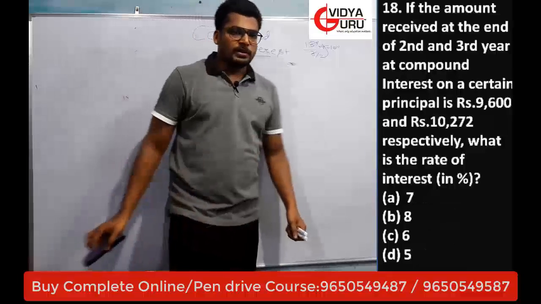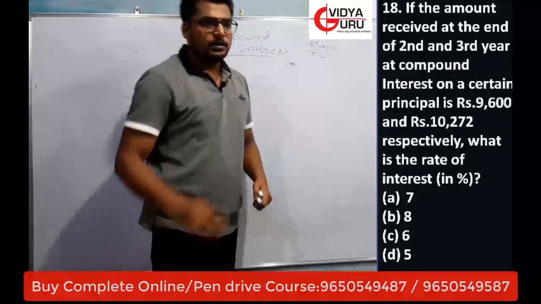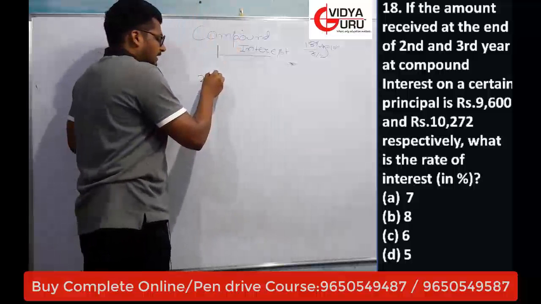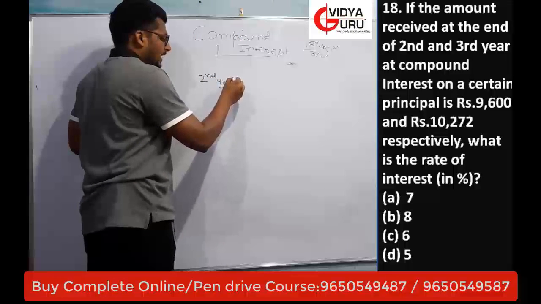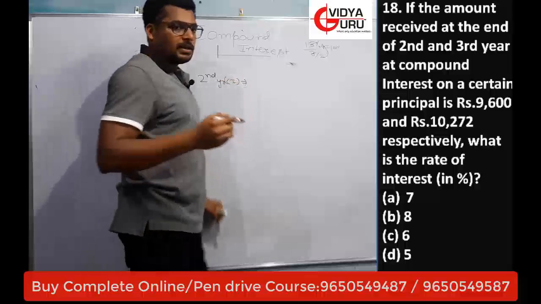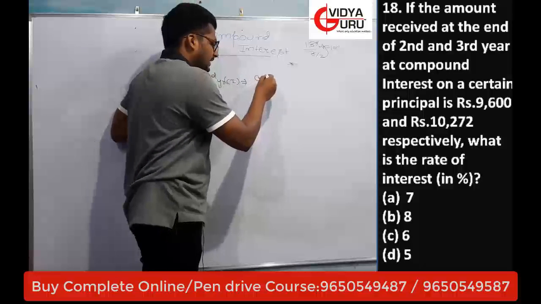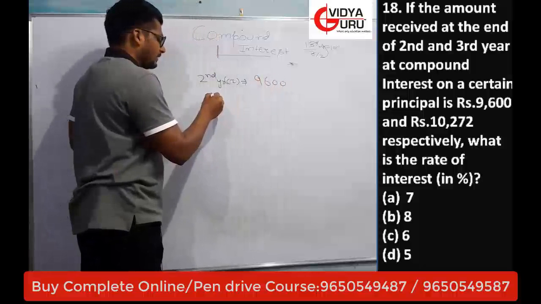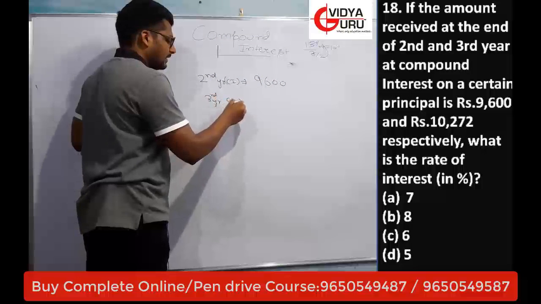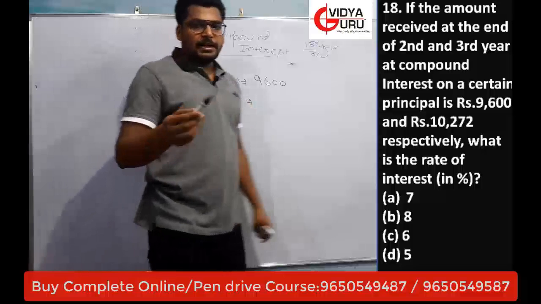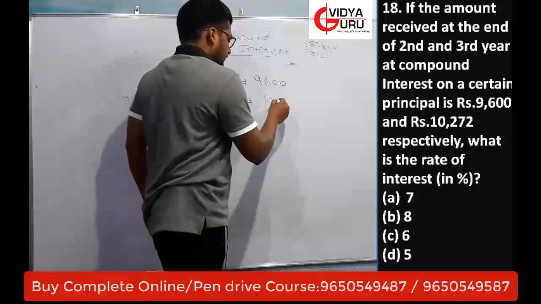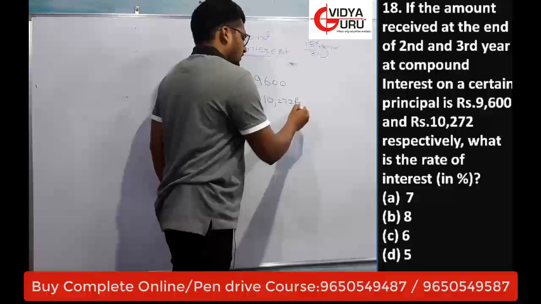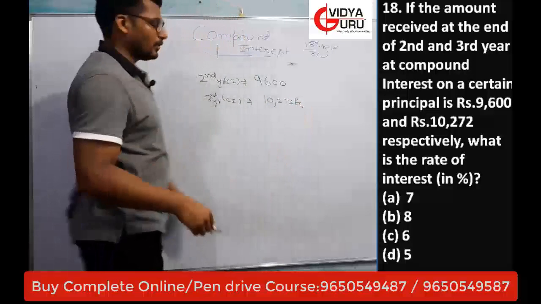So coming on to the question of next time. The question is saying second year CI is given in the question as 9600 and third year CI is given as 10272. The question is asking what is the rate of interest?